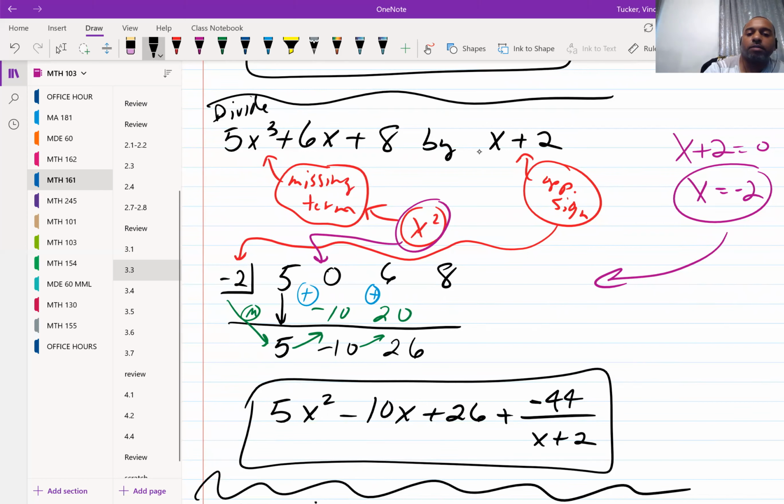Then -2 times 26 is -52. And then adding them together gives you a negative 44. And that gives us this answer right here. 5x squared minus 10x plus 26 plus negative 44 over x plus 2, excuse me. So once again, you start off one exponent less than what you originally had.